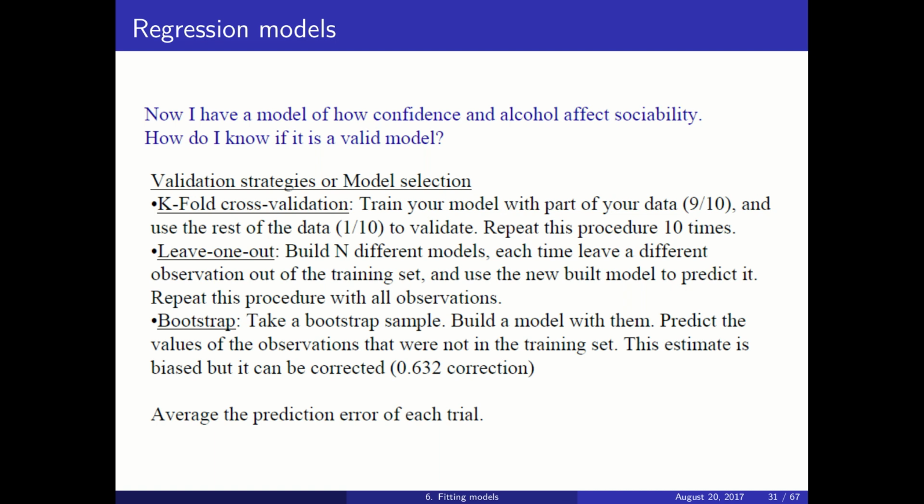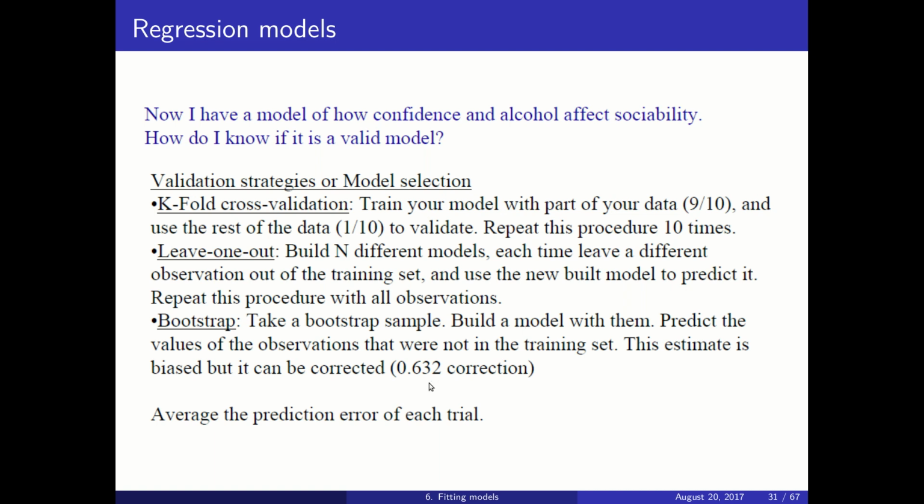We can take this to the extreme: if we have n data points, we construct the regression with n minus 1 points, and then see if this regression line can explain well the data point that was left out. And we can use bootstrap.